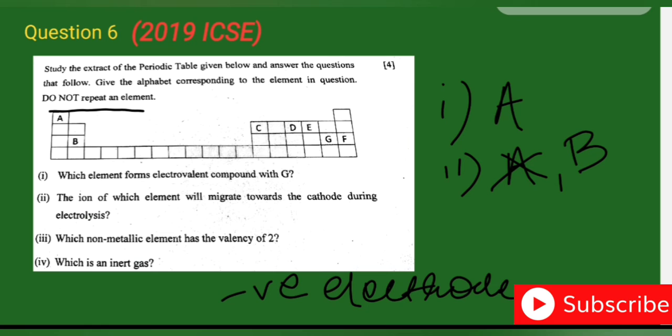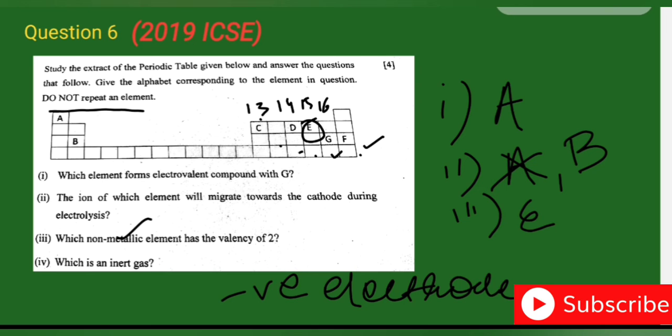Which non-metallic element has a valency of 2? It is non-metallic. So non-metallic means it belongs to which group? Definitely it belongs to group 16. It is 1 to 12, then 13, 14, 15, 16, then 17, 18. So which element? This is E. Part 3 is your E, because it is 18, it is 17, so it is 16, so it is E.